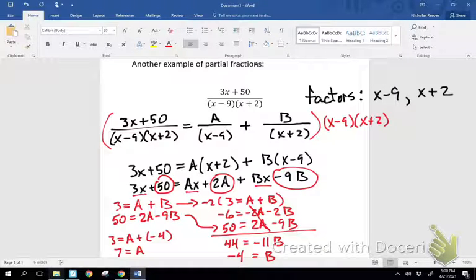Let's plug it back into those two fractions at the top. So final answer, 7 over x minus 9 plus negative 4 over x plus 2. And that is partial fraction decomposition. Hope that made sense.